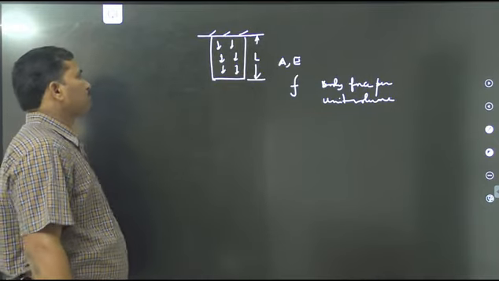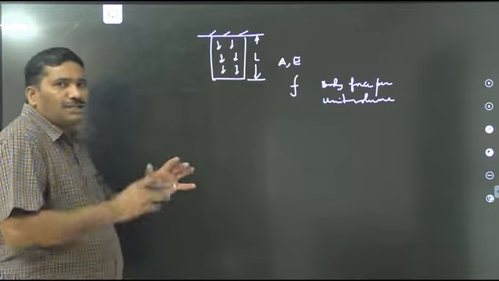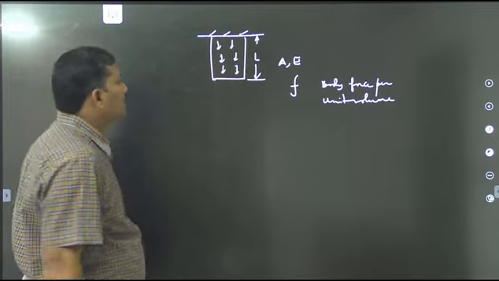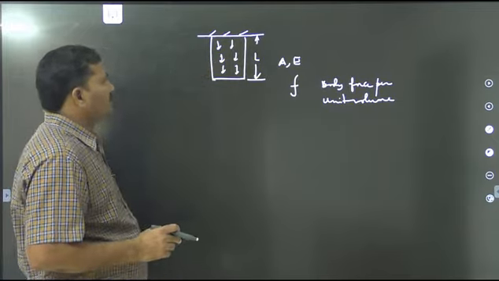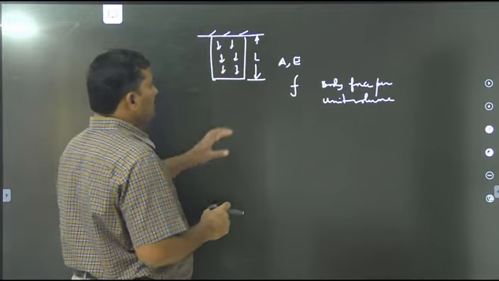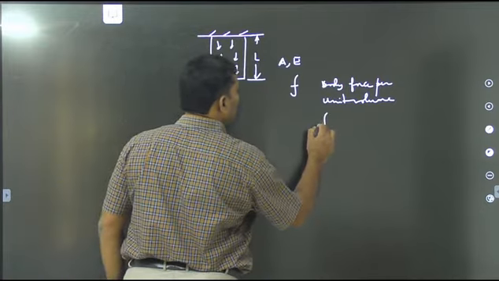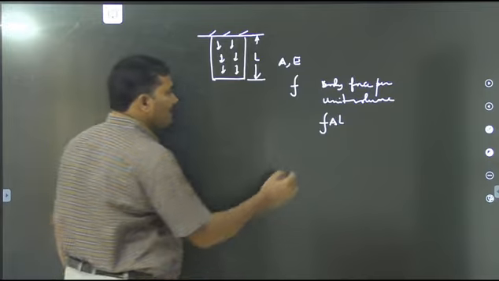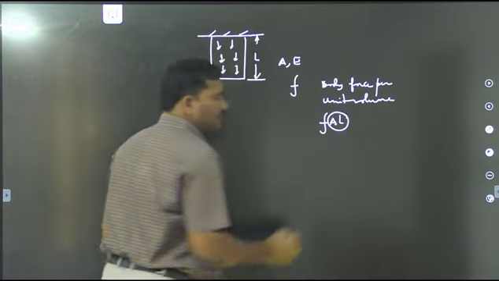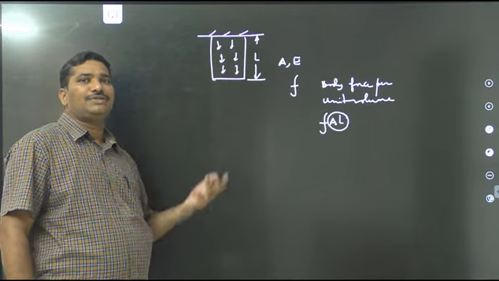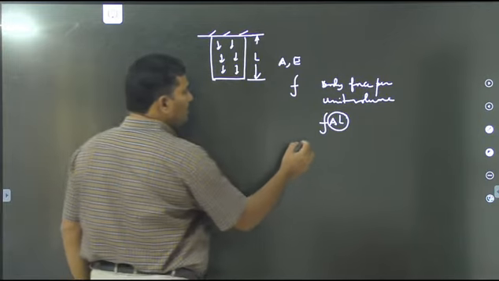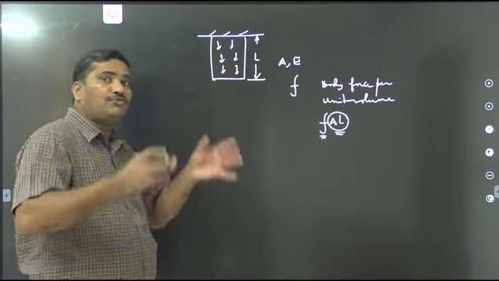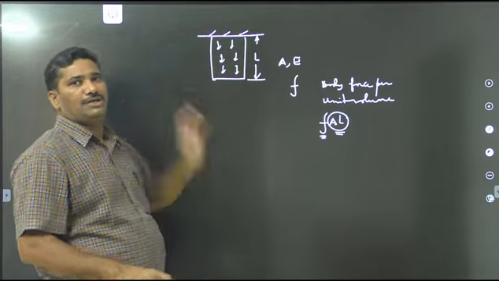Now, what is the total body force acting on this object? That is the question. The total body force acting on this is simply F A into L. What does A L represent here? The volume of the object, where A is the cross-sectional area of the solid. The body force per unit volume into the volume of the solid gives you the body force acting on the solid.